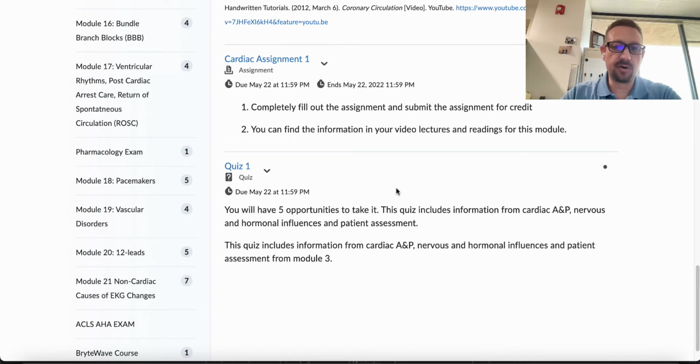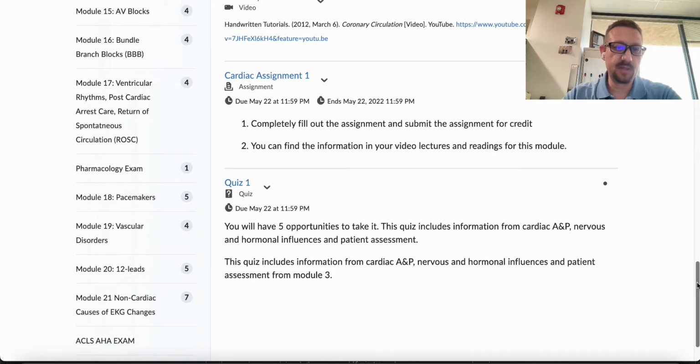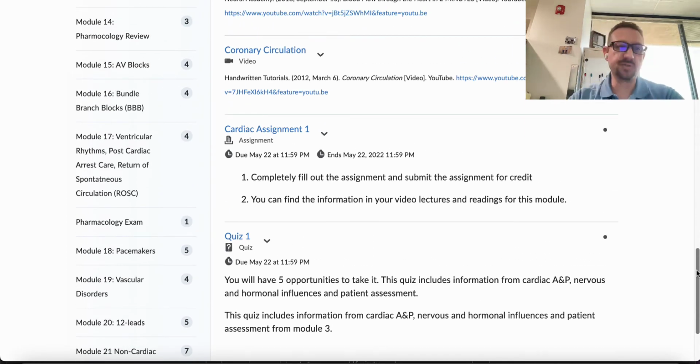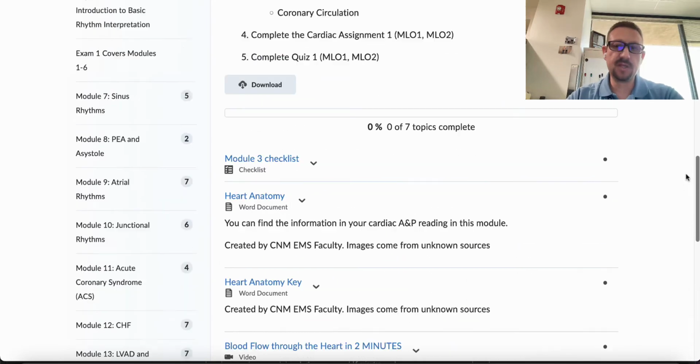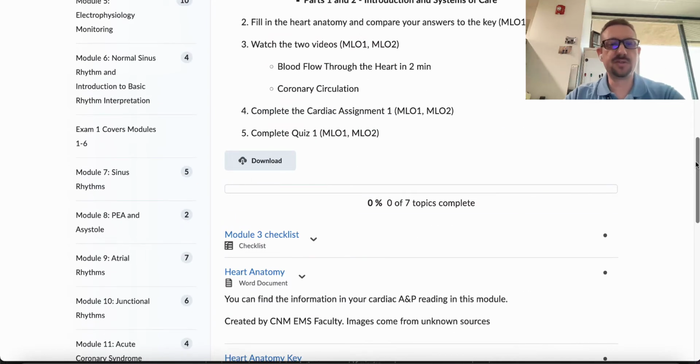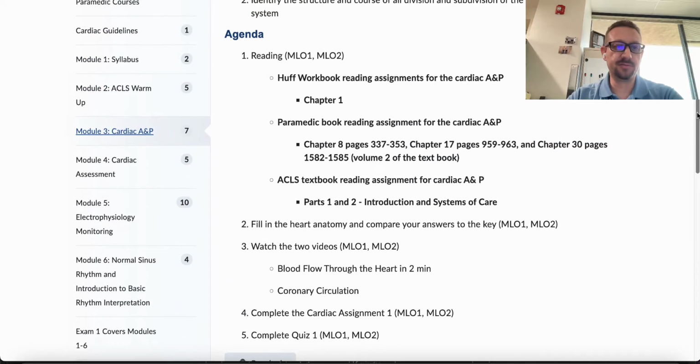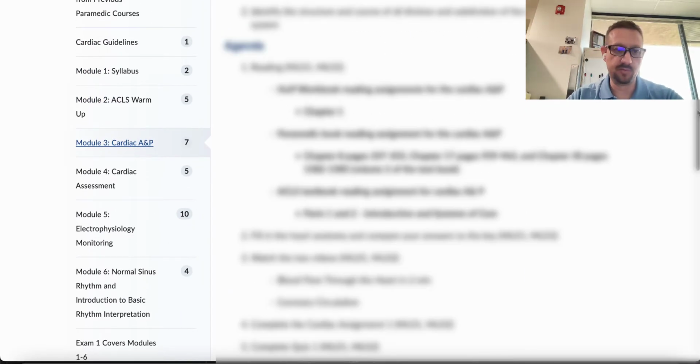Here you'll be uploading the cardiac assignment, so you'll download the assignment here and then upload, and you do have a quiz that's available on this module. Excellent, so that's the general format for our modules after we get through some of those orientation modules as well. Before I dive into the nuts and bolts of the syllabus, let's look at the flow of the class and get a feel for how these things will be used moving forward.